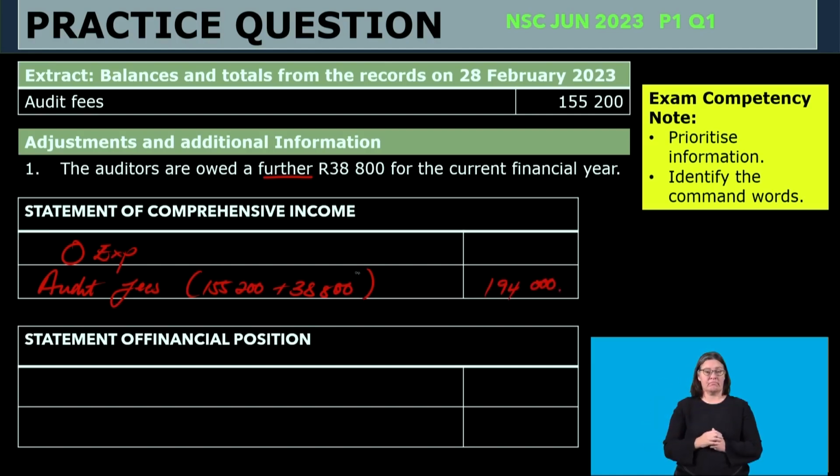194,000. I know that this amount must be recorded in the statement of financial position. Where will I take it? Definitely trade and other payables. And then what do I say? This is an accrued expense. Open bracket, I have my 38,800.